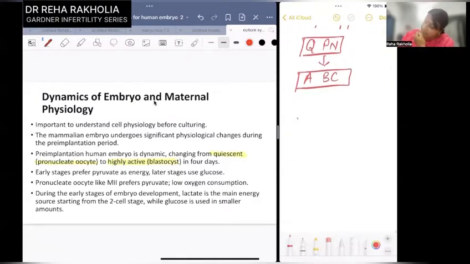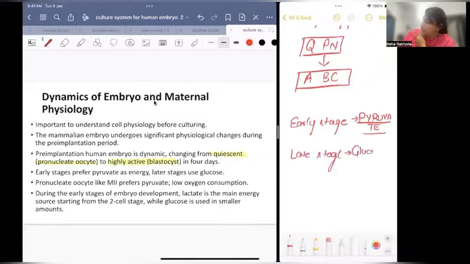Second, early stages prefer pyruvate, and late stages prefer glucose. How will we remember this?